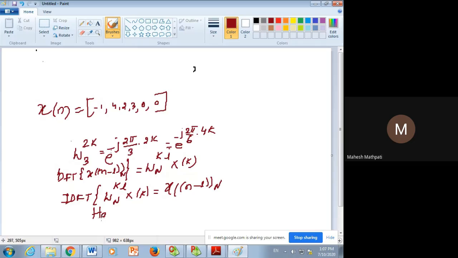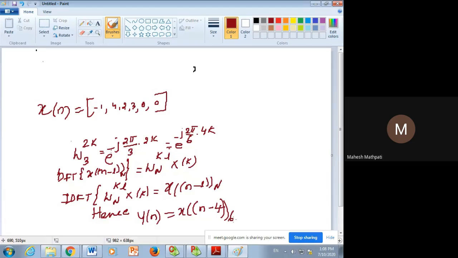Hence, we can write y of n is equals to x of modulo n minus, now tell me, what is the value of L? 4. 4 it is. Okay, very good. 4 modulo the n value is 6.